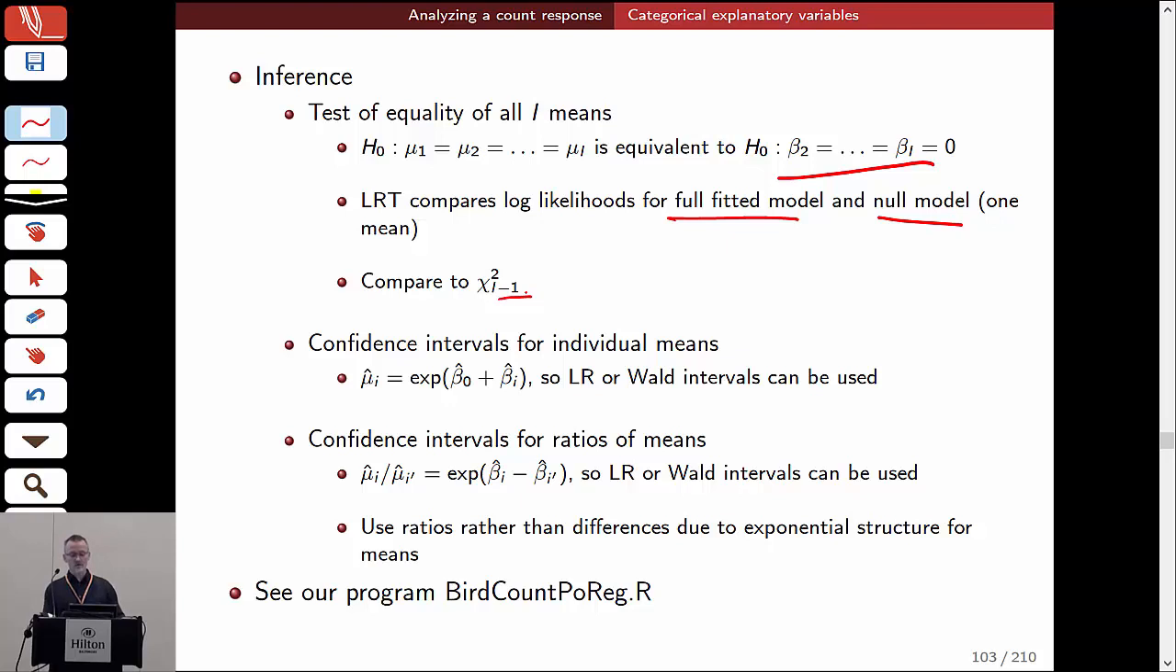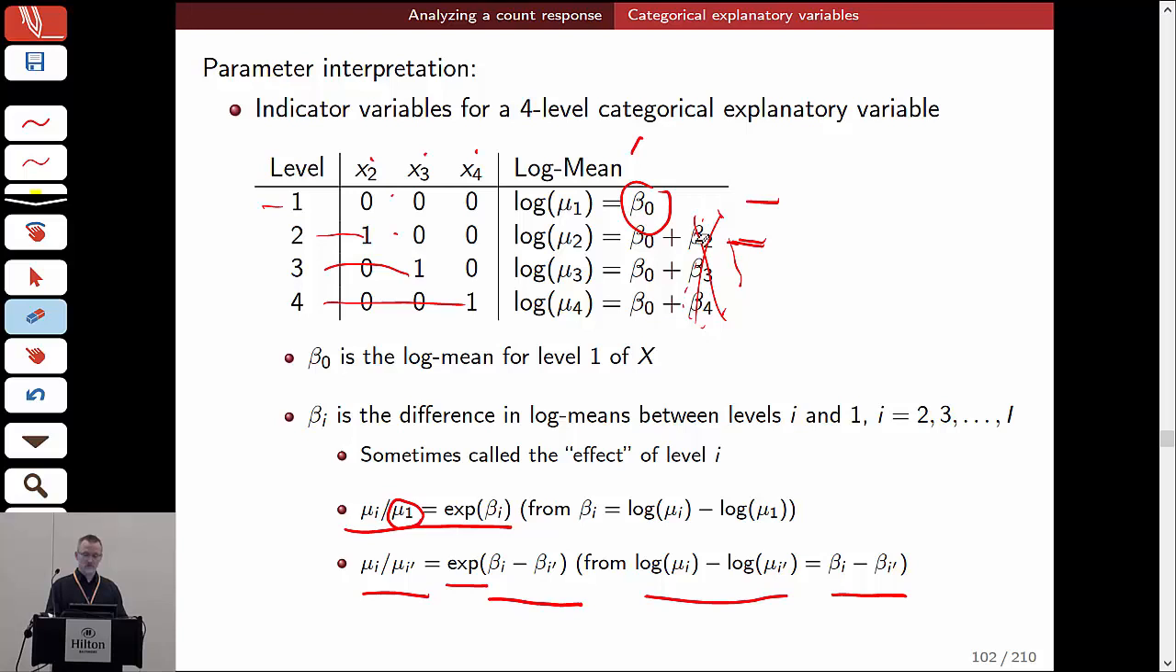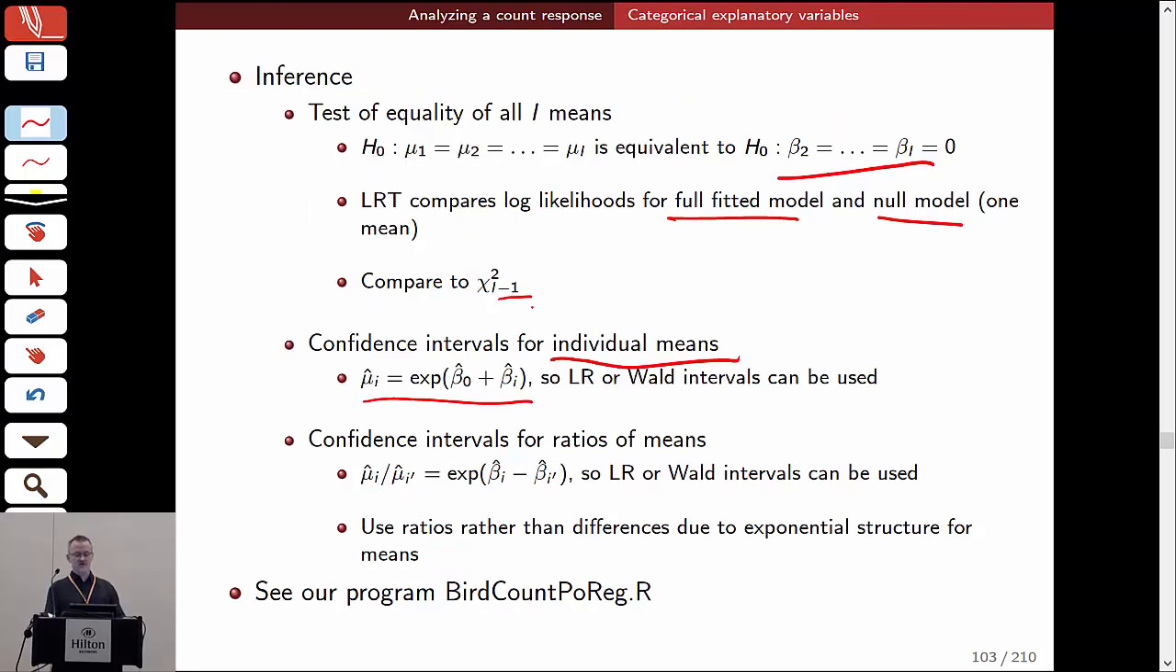We can make confidence intervals for individual means, since an individual mean is simply the sum of the intercept plus the effect parameter for that particular level. We can make a confidence interval just by adding those 2 parameters together and exponentiating them. That gives us an estimated value for the mean, and so we can make a confidence interval for this whole quantity using likelihood ratio or Wald methods. We can make a confidence interval for differences, or for ratios of means. So a confidence interval for a ratio of the means is going to come from the fact that you express the ratio of means as a difference between these 2 parameters.